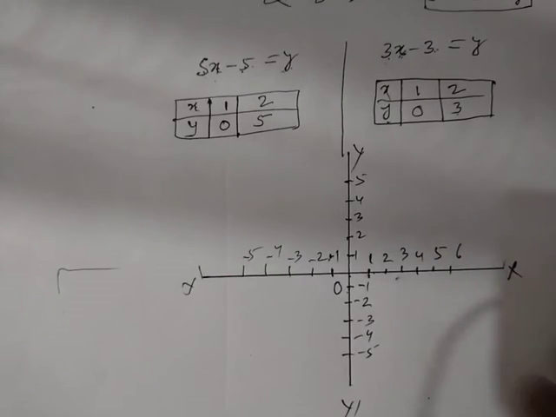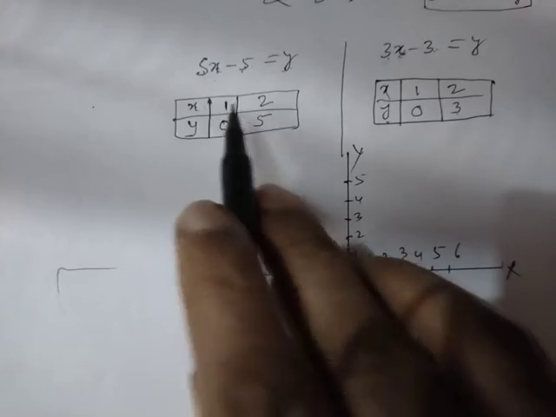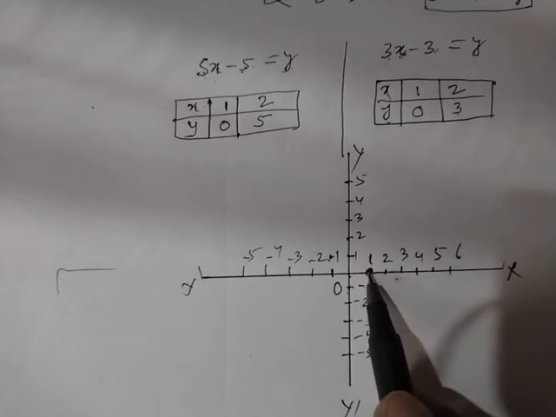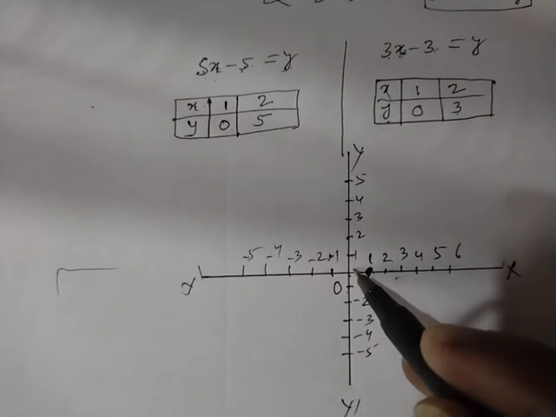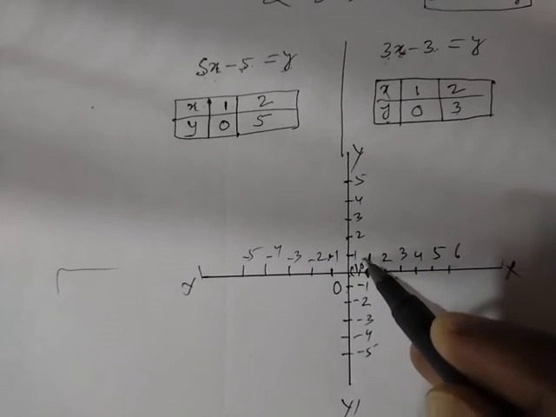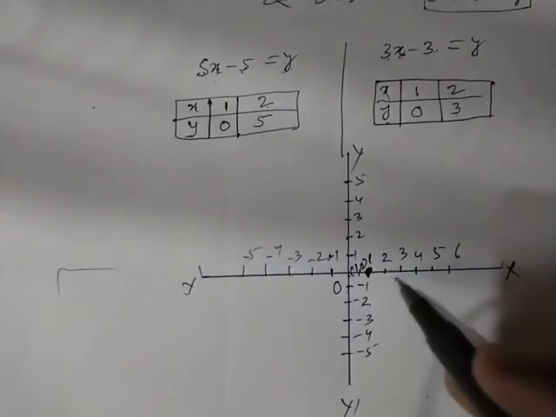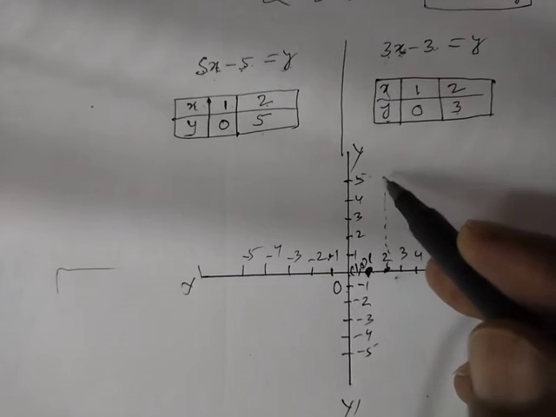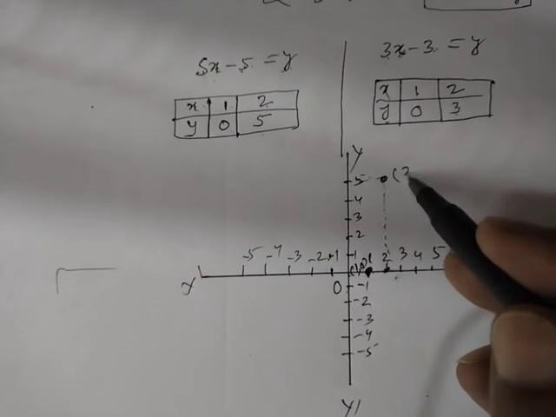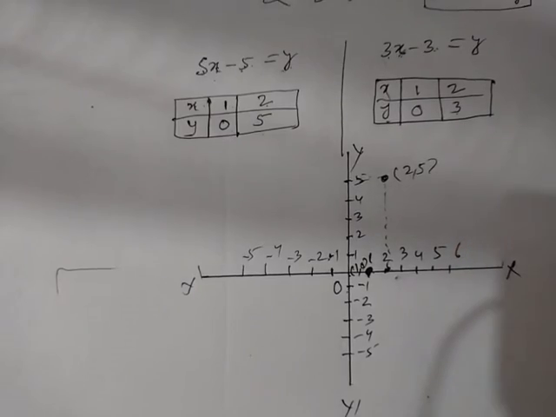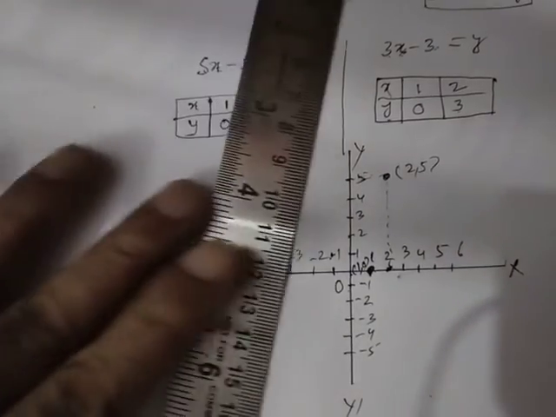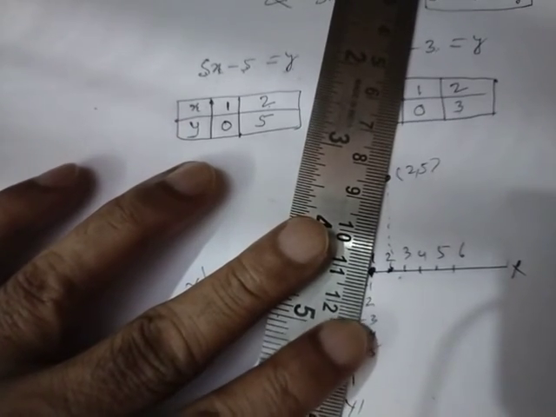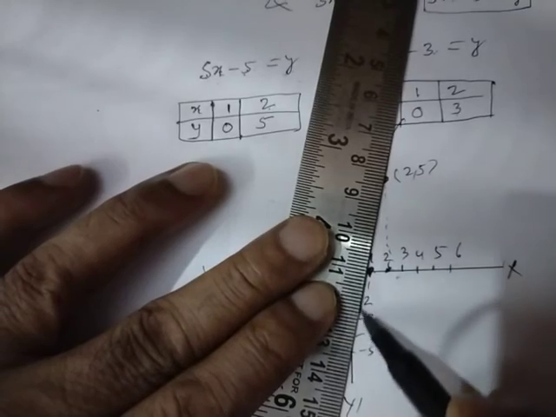Okay, you see that x is equal to 1 and y is 0. On the x axis the value of y is 0, you know, so its coordinate is (1, 0). Now you see 2 and 5, this is 2 and this is 5, so you will see that it is here, that is (2, 5). You join these 2 points.